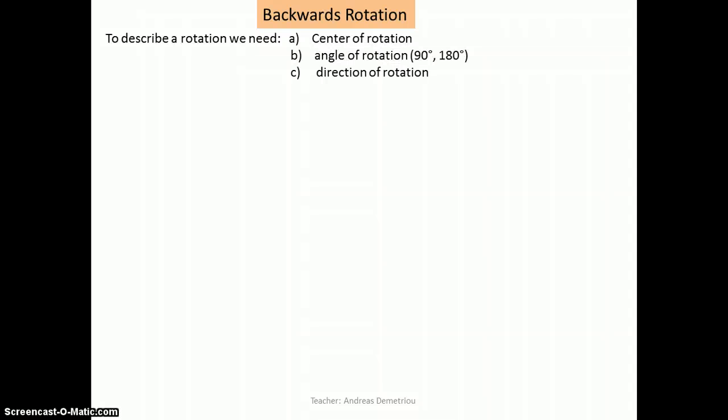In this presentation, we will see the backwards rotation. In order to describe the rotation, we need to provide the center of rotation, the angle of rotation, which will be either 90 degrees or 180 degrees, and the direction of rotation, clockwise or anti-clockwise.